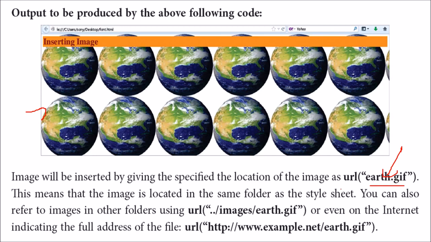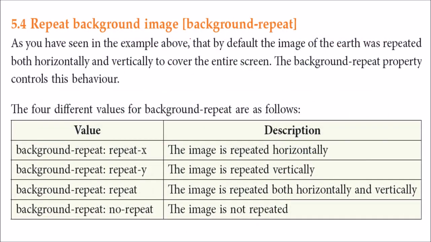Because if it is in a different folder, you have to do this. Dot means you are going to the root directory. Then inside this images folder, earth.gif has to be there. If you want to get the image through the internet, then you can use this link or any link like this.